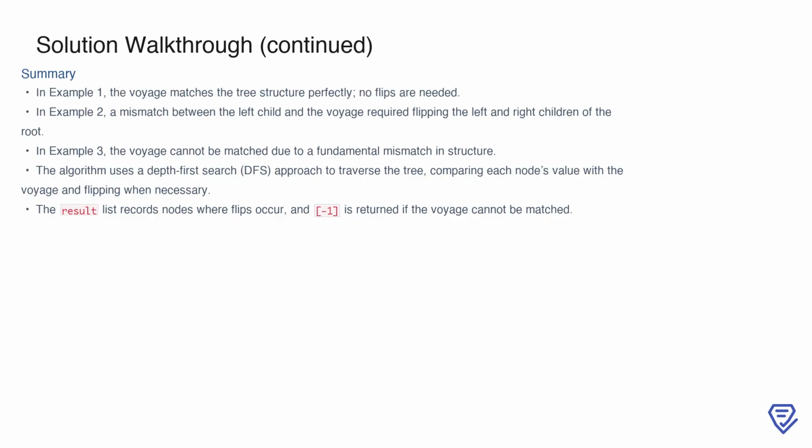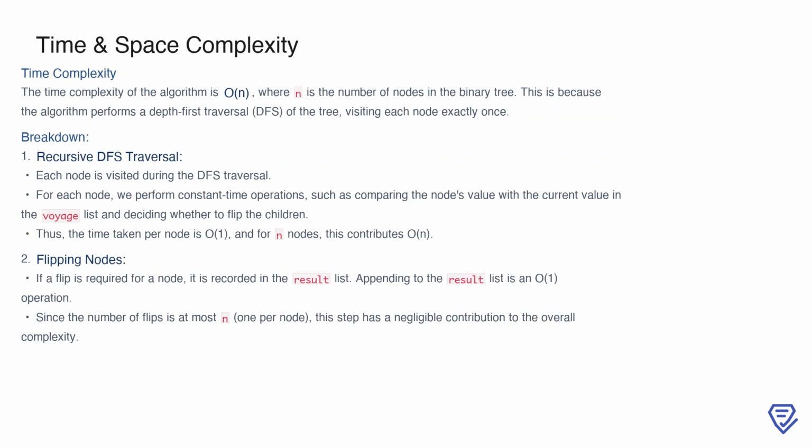The algorithm uses depth-first search to traverse the tree, comparing each node's value with the voyage and flipping when necessary. The result list records the nodes where flips occur, while -1 is returned if the voyage cannot be matched. The time complexity of this algorithm is O(n), where n is the total number of nodes in the binary tree. This is because the algorithm performs a depth-first traversal, or DFS, which ensures that each node is visited exactly once.